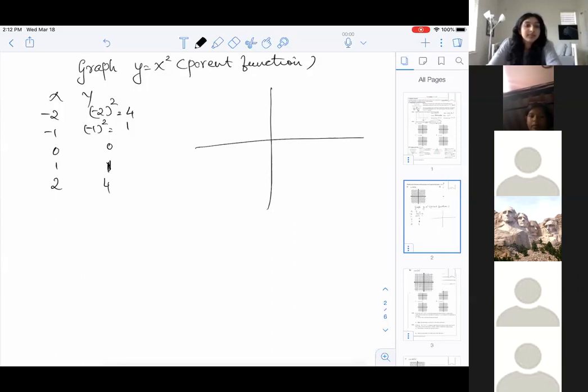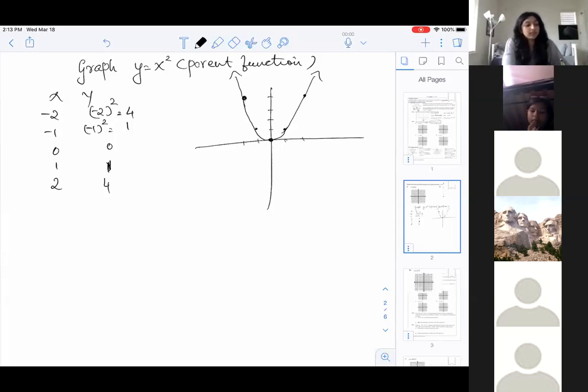So -2, -1, 0, 1, and 2. -2 corresponds to 4. -1 corresponds to just 1. 0 corresponds to 0. This corresponds to 1. This corresponds to 4. And it continues. It doesn't mean that it stops at those 2 points. This is going to continue. You guys just connect them. Get it?